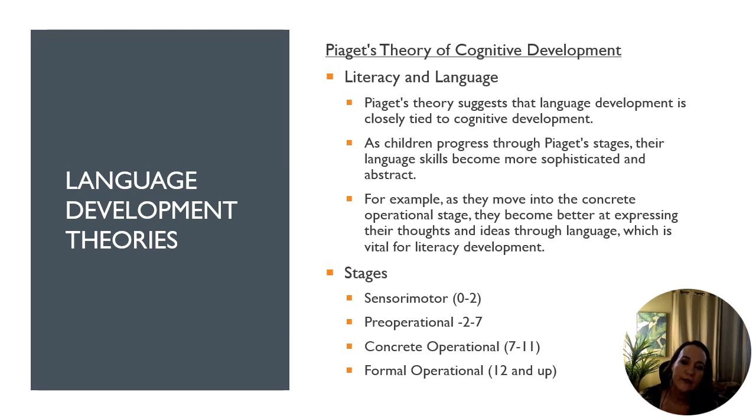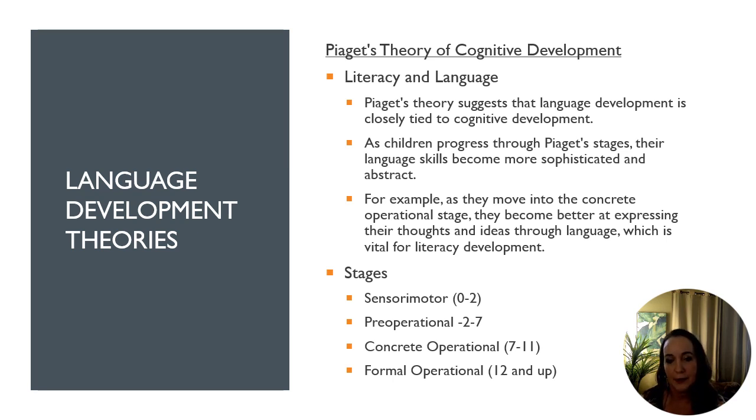So let's look at some language development and child development theorists that I have selected for everybody. So Piaget, I'm sure that you've heard of Piaget and studied Piaget before. He's pretty famous. Piaget's theory of cognitive development, and in terms of literacy and language, he suggested that language development is closely tied to cognitive development. And as children progress through Piaget's stages, their language skills become more sophisticated and abstract.